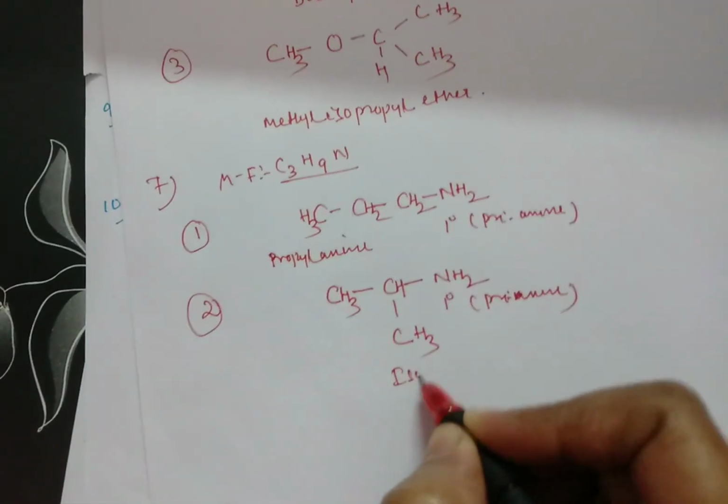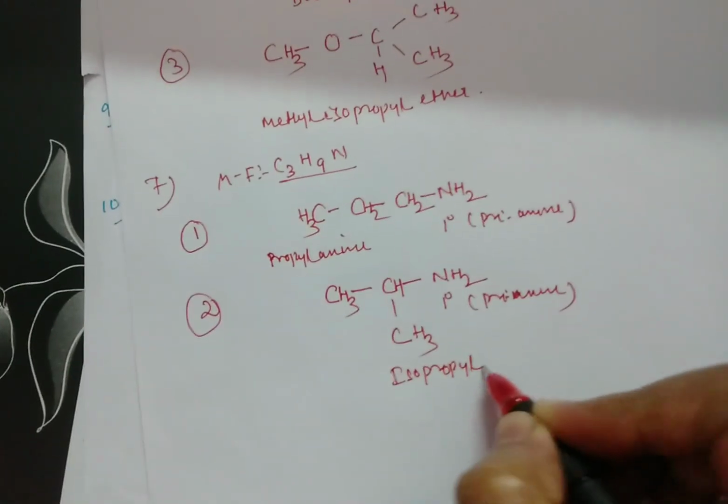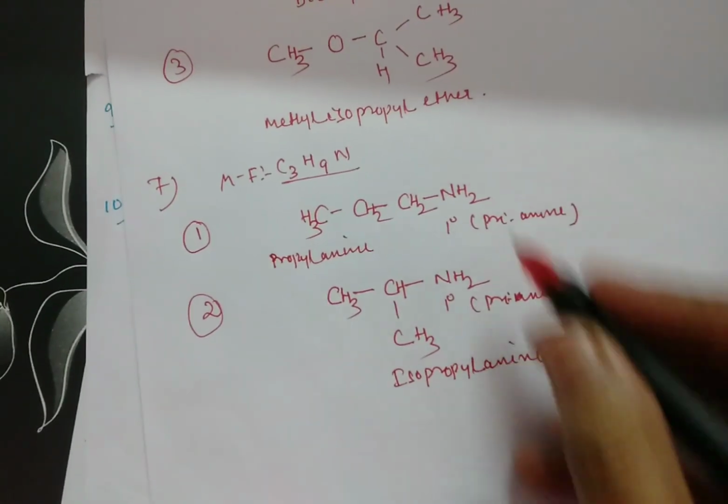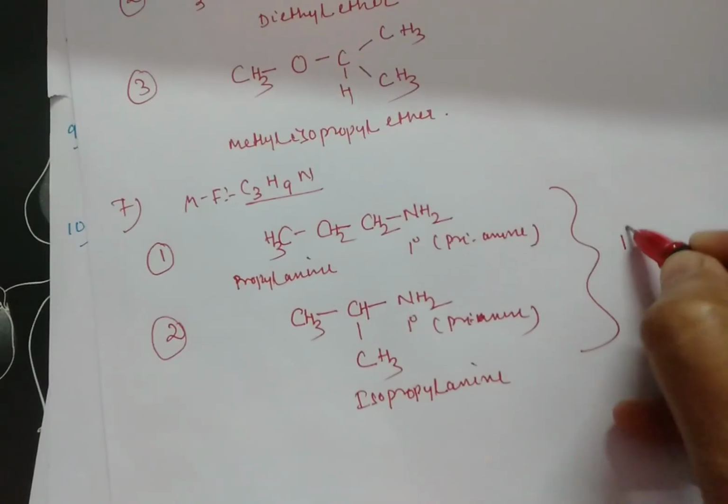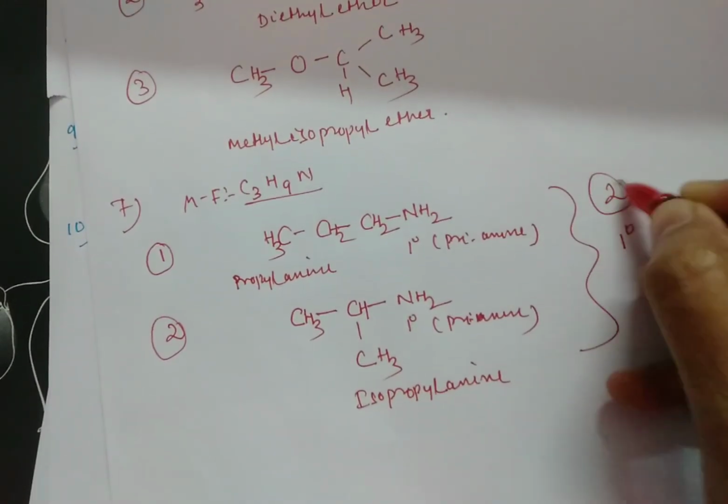And this is your isopropyl amine. These are the common names. These two are primary amines. So how many primary, 1 degree amines are formed? 2 primary amines are formed.